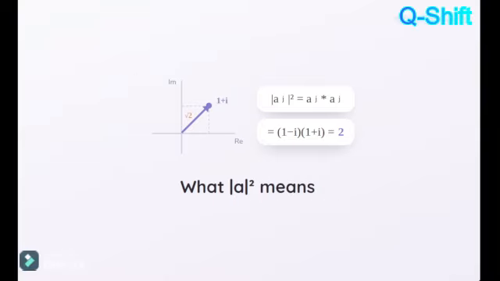What is the magnitude of a coefficient squared? For aj, it's aj star times aj. Say aj equals 1 plus i. Its conjugate is 1 minus i, and their product is 1 plus 1, which is 2. And indeed the length of 1 plus i is root 2, whose square is 2. So the magnitude squared is always a clean, real, positive number, perfect for a probability.